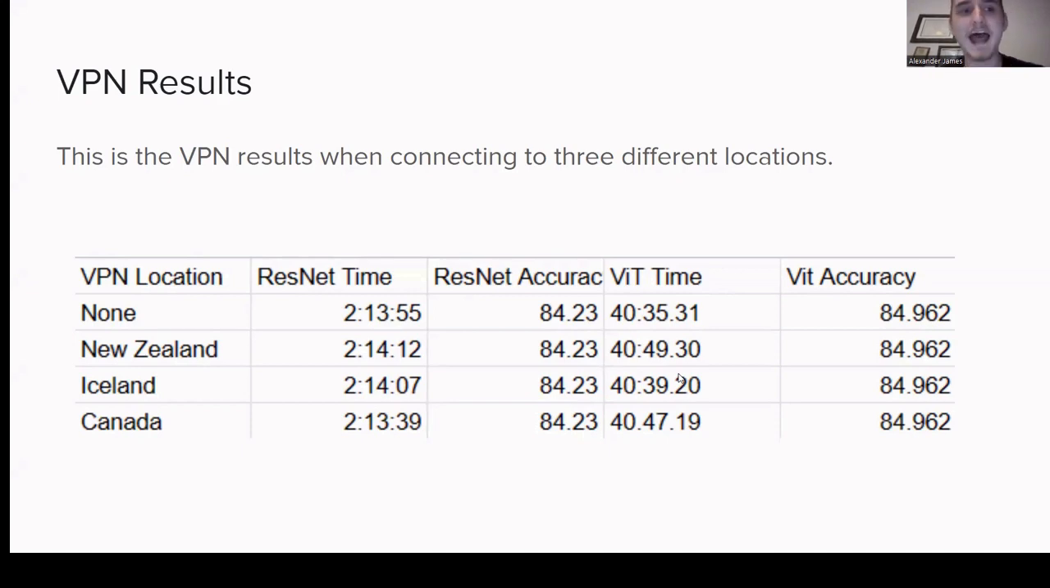One of the things we did after we started running the experiment is we used several different VPN locations to see how it would affect our results. As it became very apparent, it did not affect the accuracy, as it stayed the same for each VPN model. However, our times did change, with the ResNet time only differing by a couple of seconds, no more than a minute at most, and the ViT time changing again by only about 5 seconds.